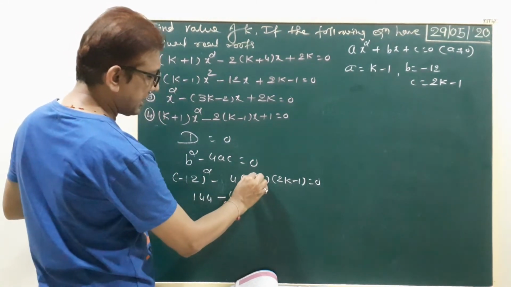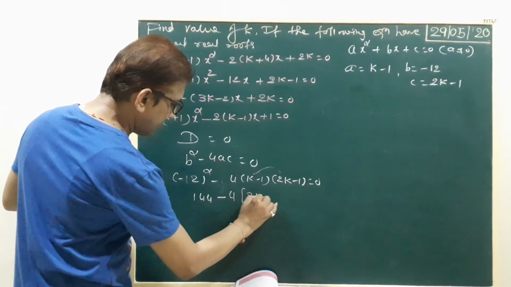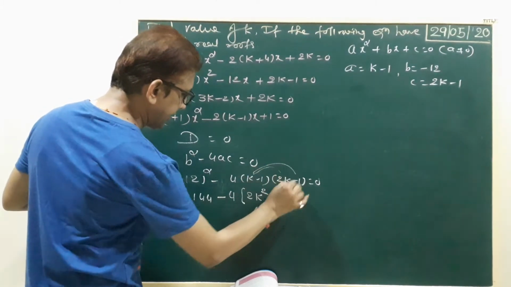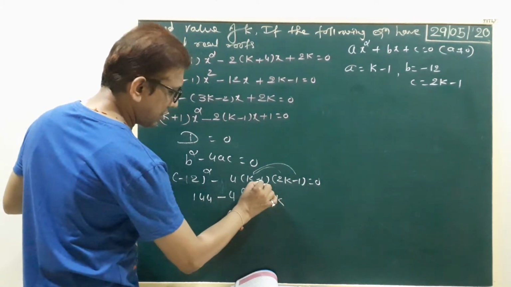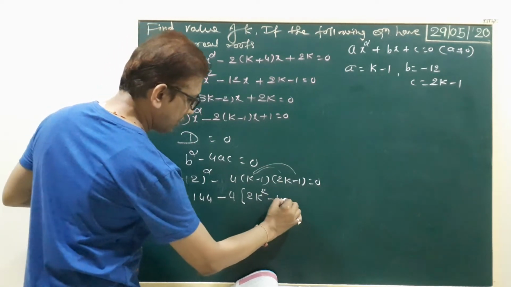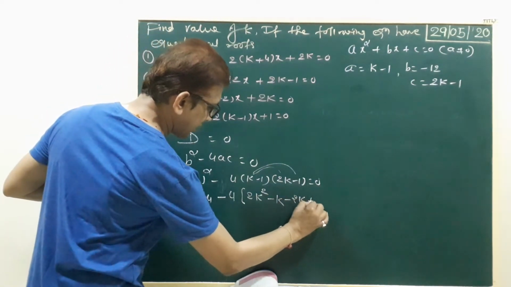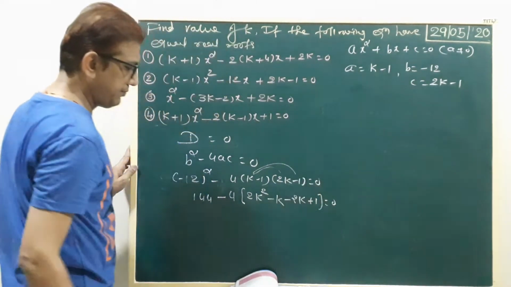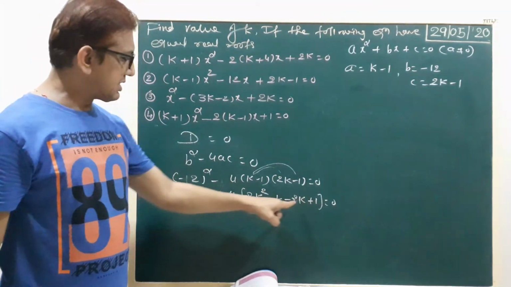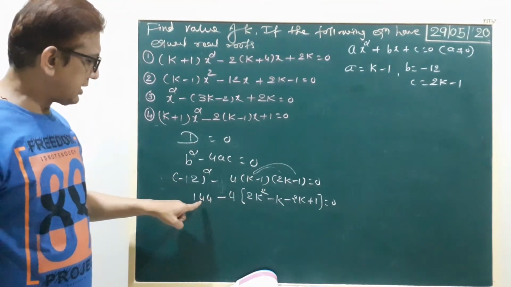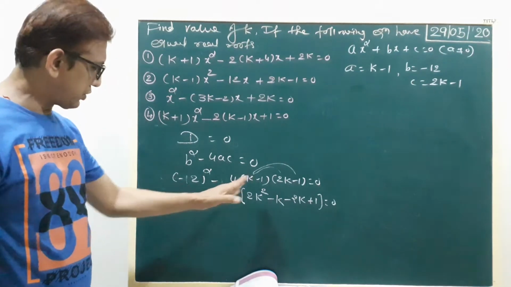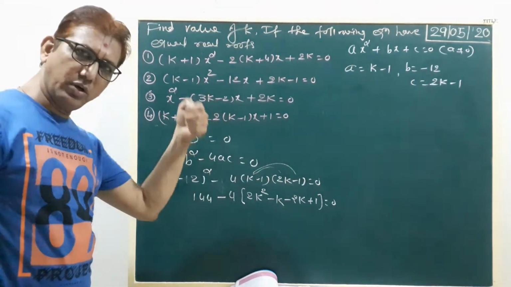Now open this bracket: k into 2k is 2k square, k into minus 1 is minus k. Now minus 1 multiplied by these two terms, so only the sign changes: minus 2k and plus 1. Is that clear? Now the whole equation is divisible by 4. 144 is divisible by 4, and the coefficient 4 is also divisible by 4. Now 4 is common, and 0 divided by 4 is 0.